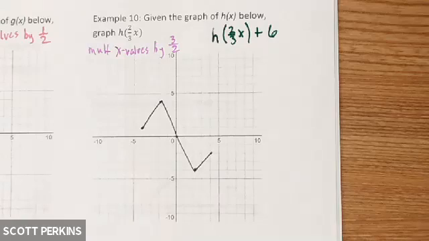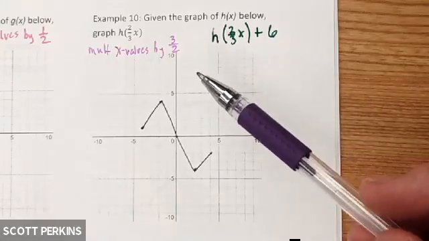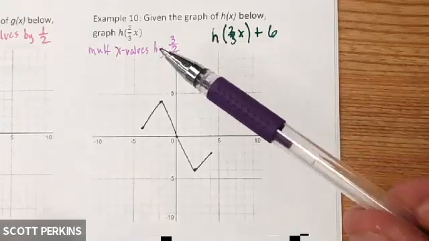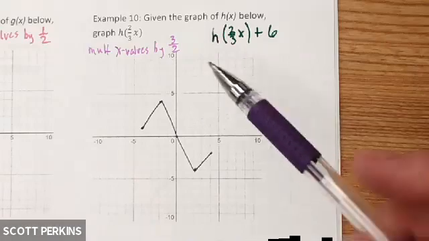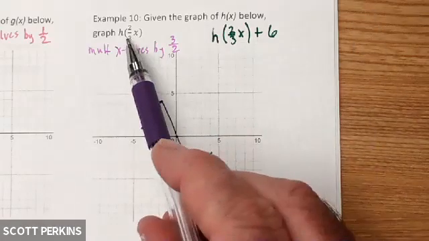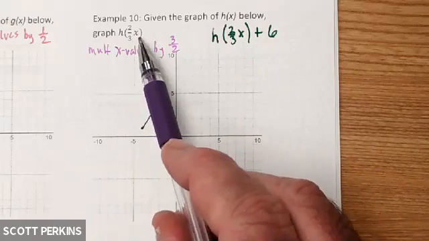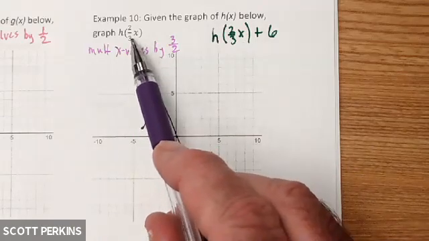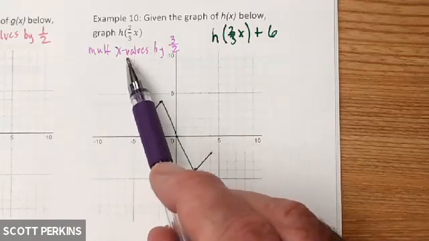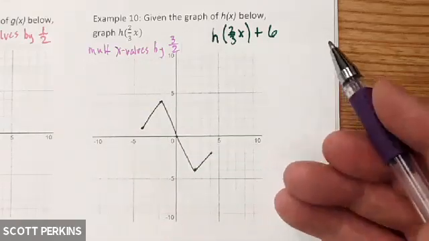First thing I asked you to do, because remember, whenever any stretching or shrinking is involved in a problem, always do the stretching and shrinking first, and then worry about the translation. So we're going to do the h of 2/3 x first, and you already told me that that 2/3 in front of the x means to multiply all the x values by 3/2 or 1.5.